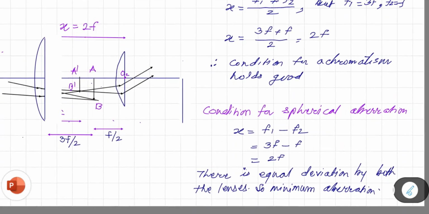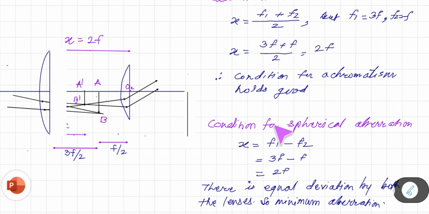Now let us talk about the condition for spherical aberration. We know that to satisfy this for two lenses, the distance between them, x, must be equal to f1 minus f2. Focal length f1 is 3f and f2 is f. So x is equal to 2f, and we already saw the distance between the two lenses is 2f. So it also satisfies the condition for minimum spherical aberration. There is equal deviation by all lenses, so spherical aberration is also minimized in this eyepiece.